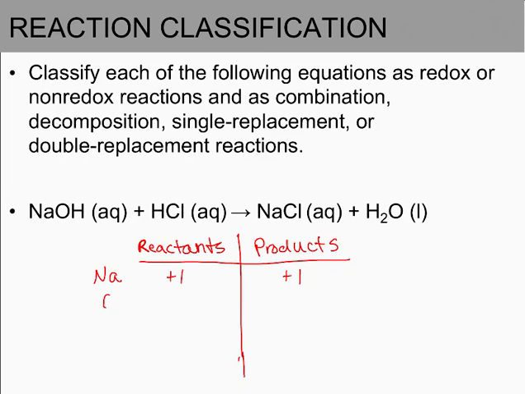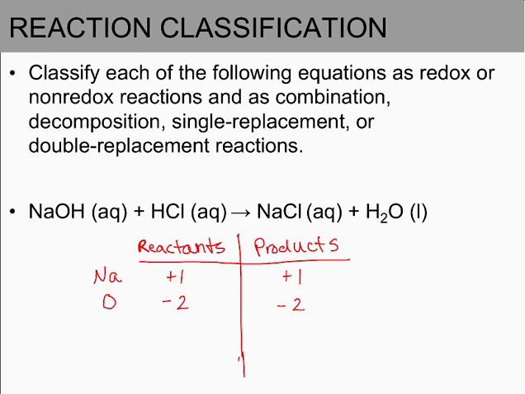And then oxygen, our next element, again, always has a -2 oxidation number if it is in a compound. So in the reactants, it is in a compound, so we would assign it a value of -2. And then in the products, it's also in a compound, water. So it would also have the value -2.